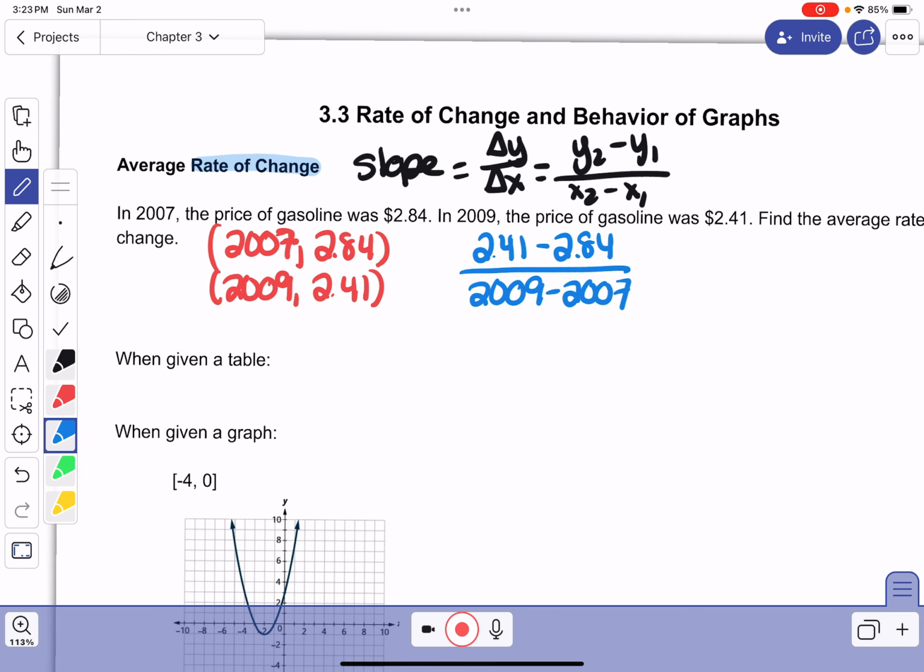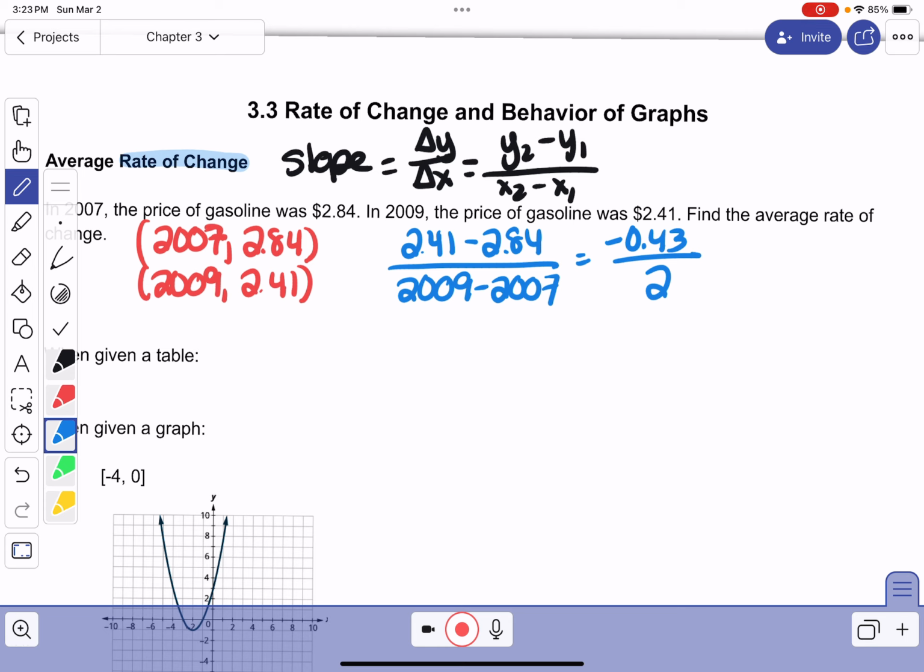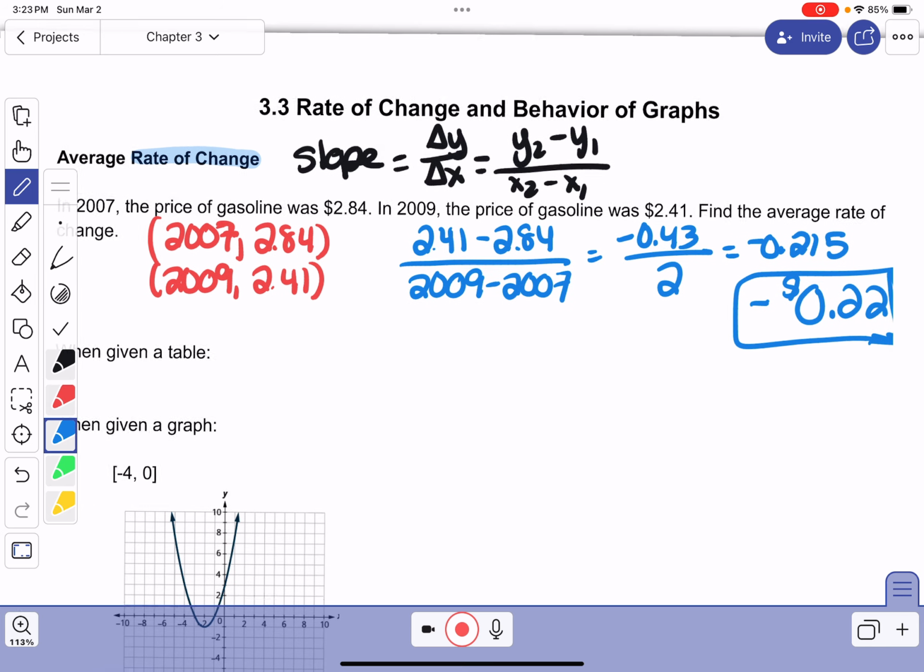So 241 minus 284 is going to be negative 0.43. And 2009 minus 2007 is 2. Then if we actually do that division, we get negative 0.215. So since it's money, we're going to say the average was 22 cents per year. That was the average rate of change at that point.